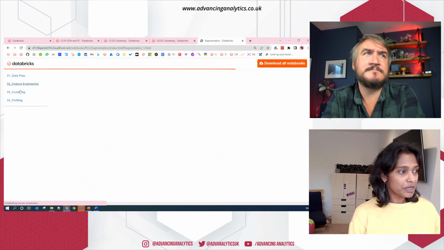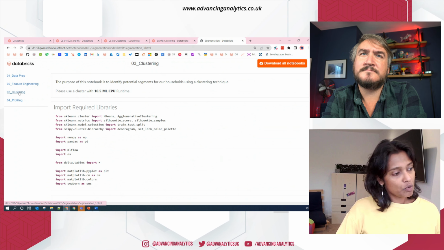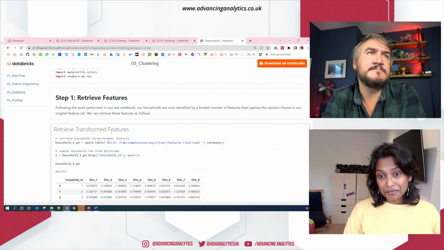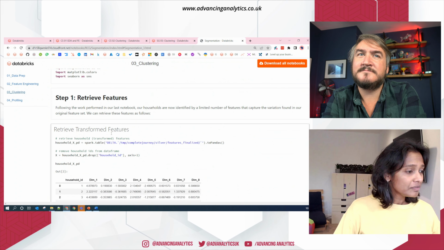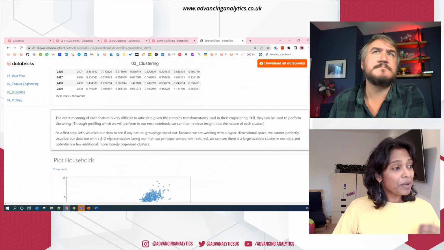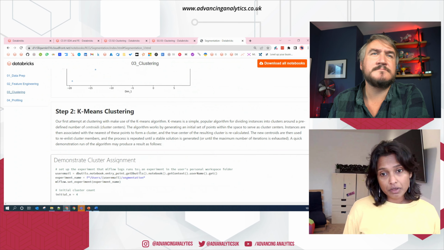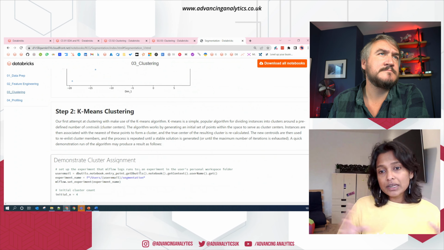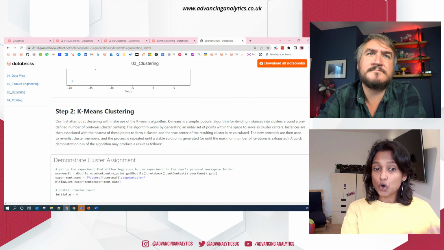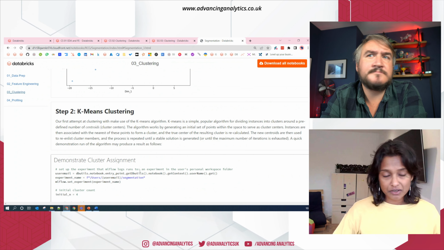What's really interesting to me is the clustering notebook, your notebook number three. They've detailed all the code really well, and I found that really useful. Once they do the data prep and feature engineering, they call the data in and then apply k-means clustering. K-means is a very popular machine learning algorithm. It takes your whole data set, defines cluster centers, and then tries to say, well, three clusters would be really good, or four, or five. So it's a very iterative process.